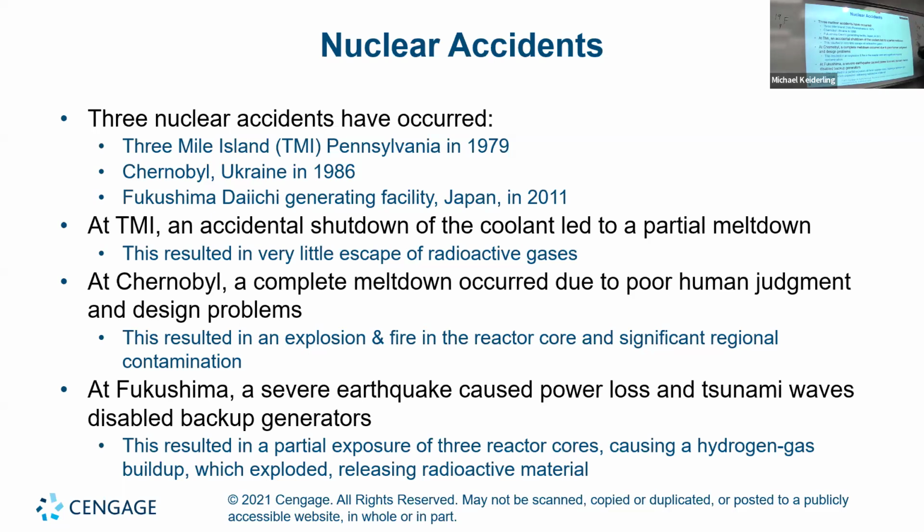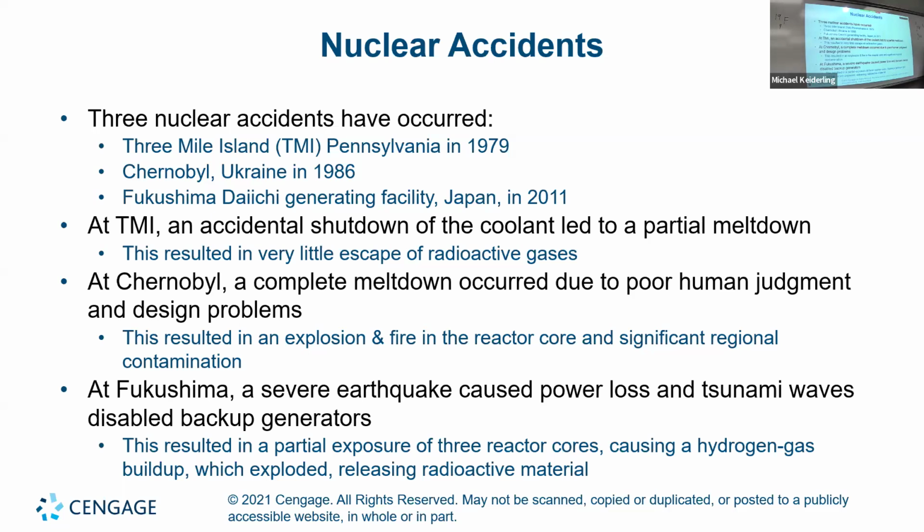At Chernobyl, they had turned off important safety systems. Just a whole mess. And then everybody panicked and basically ran away. So there was an explosion and a fire in the reactor core and significant regional contamination. It was bad. And then there was Fukushima in 2011, where a severe earthquake caused power loss.